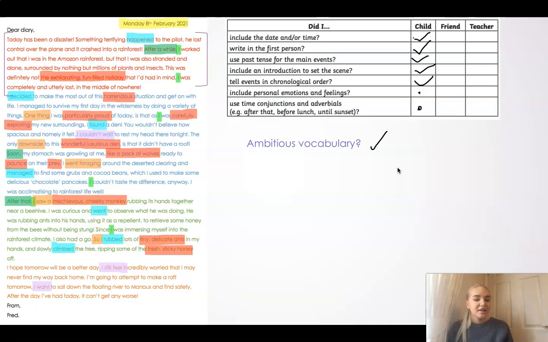Okay, can you see that I've used lots of these examples? So the exhilarating, fun-filled holiday, a mischievous, cheeky monkey, tiny, delicate ants. What are they examples of?